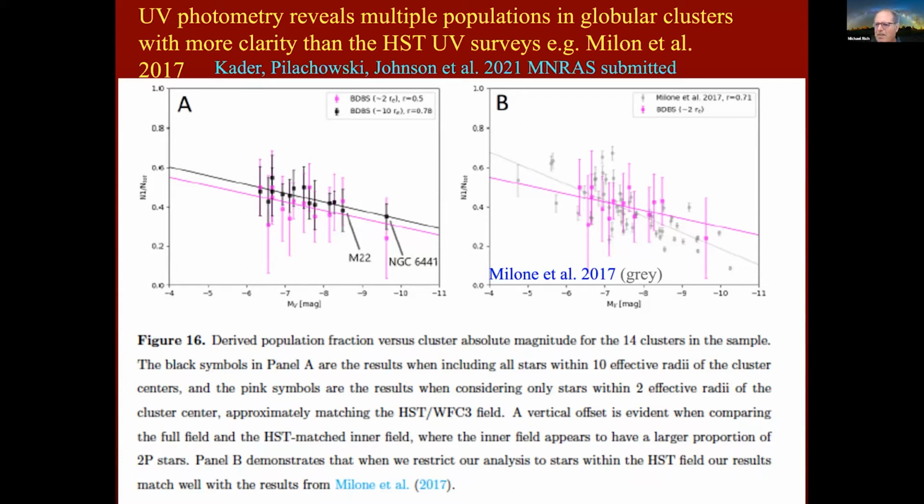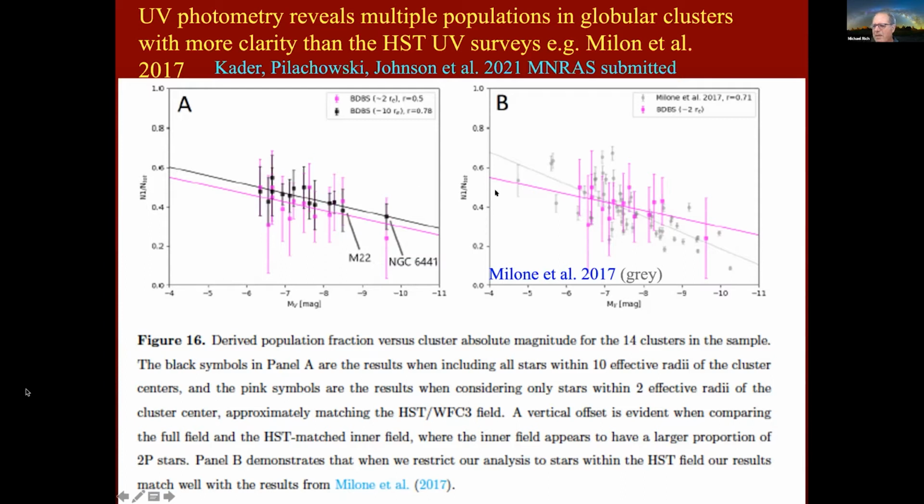Now, here we have a paper that is just in revision, where we used the power of the U-band photometry, just as was done with the HST UV Treasury Survey of globular clusters, to separate population fractions, the first and second generation star ratio as a function of cluster luminosity. We were able to select members that were within 2 effective radii and 10 effective radii of the cluster using, of course, the power of Gaia EDR3.